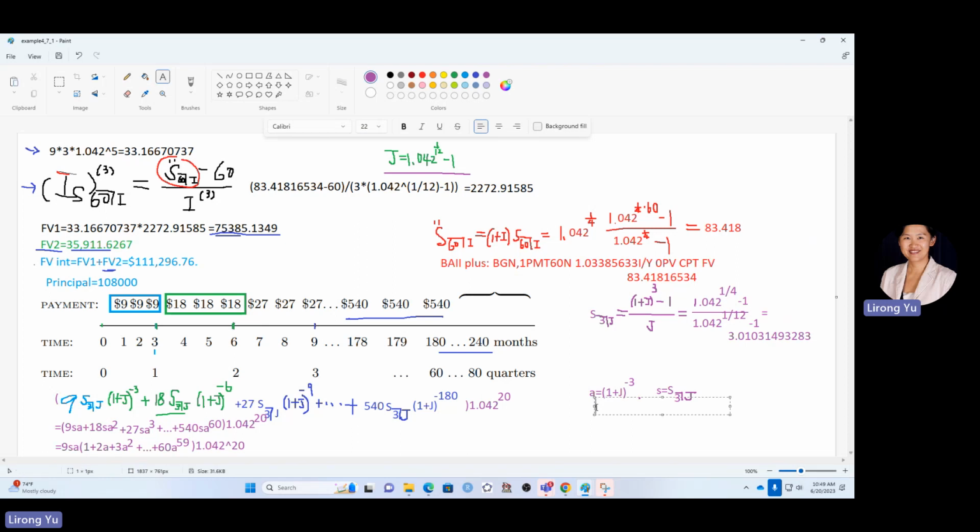So 1 plus j is 1.042 to the power of 1 over 12. If you take that to the power of negative 3, it's going to be 1.042 to the power of 1 over 12 times negative 3, which is negative 1/4. That's what A is supposed to be. Anything else?